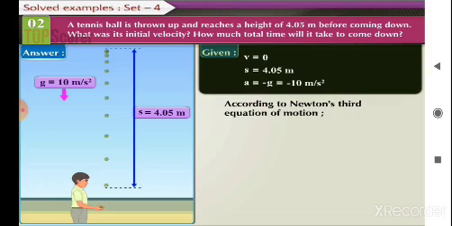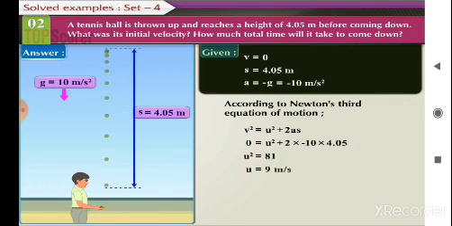According to Newton's third equation of motion, V square is equal to U square plus 2AS. 0 is equal to U square plus 2 into minus 10 into 4.05. U square is equal to 81. U is equal to 9 meter per second. The initial velocity of the ball is equal to 9 meter per second.